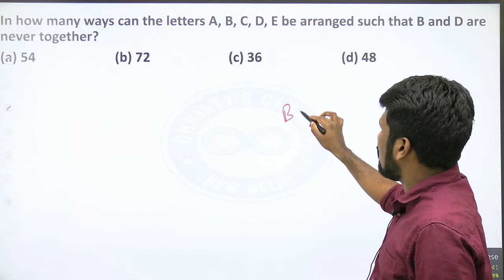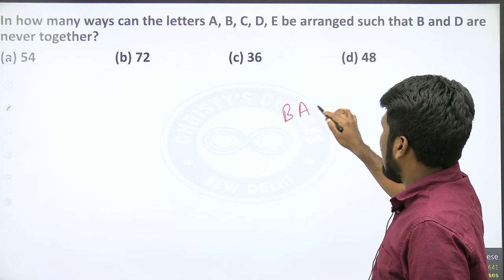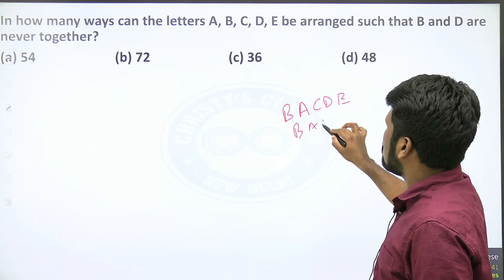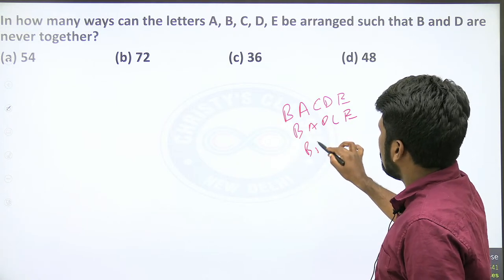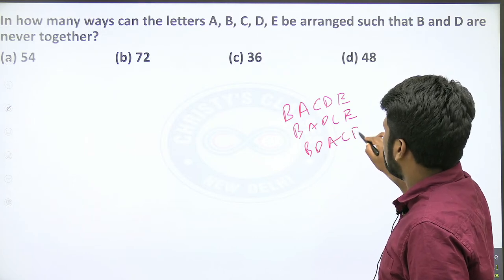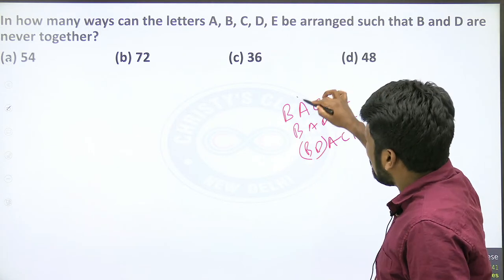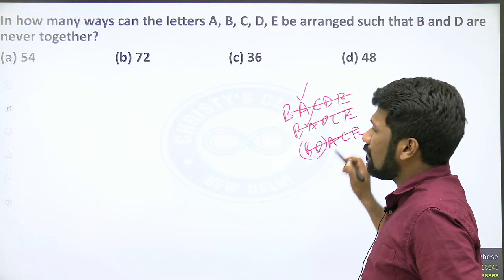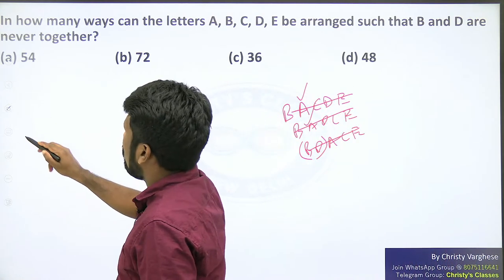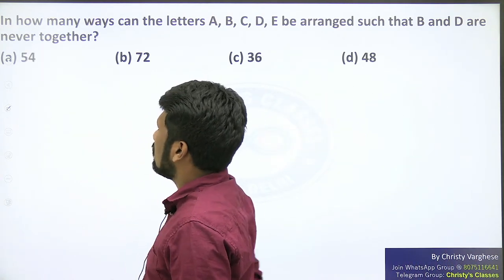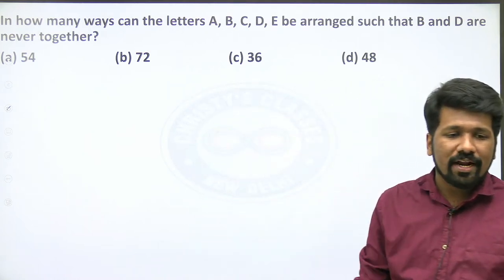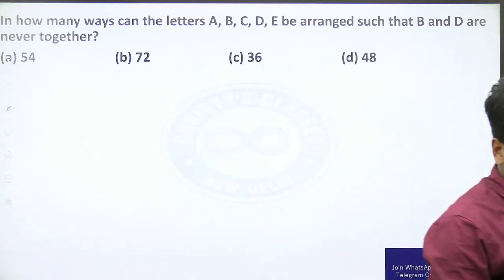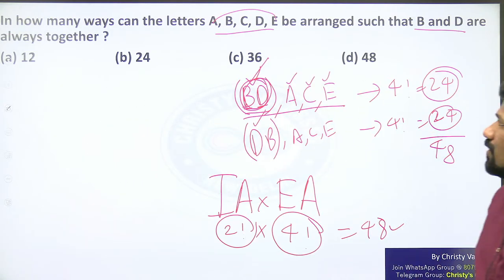That means if B is starting letter of the word, B, A, C, D, E is possible. B, A, D, C, E is possible. But B, D, A, C, E is not possible because they are together. So finding all these cases will be very difficult. So the better way is find the cases where B and D are together, which we already found in the previous question. From the total number you subtract it, total number of ways we found last to last question. So last to last question, if you take the difference of it, that is the answer.